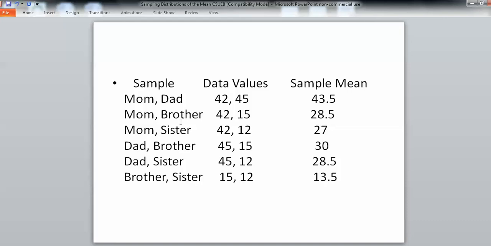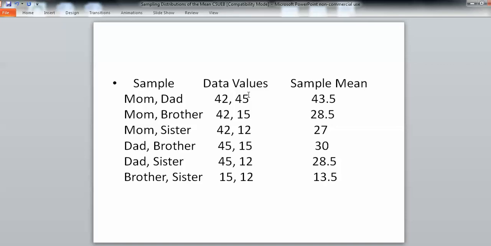The mom and the brother, if they're my sample, then my data set will end up being 42 and 15, and the average of my sample will be 28.5, because in this case, the 2 members of my sample have the ages of 42 and 15, and if you add up those 2 numbers and divide the total by 2, you get 28.5.